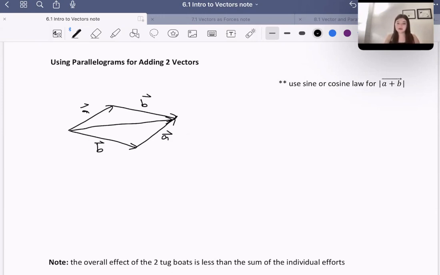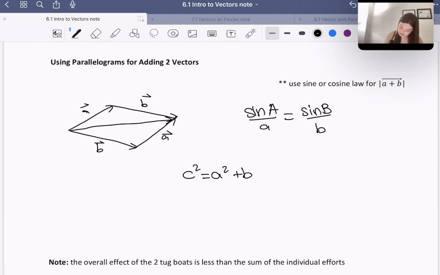So just to review, the sine law states that sine A over A equals sine B over B. And then the cosine law states that c squared equals a squared plus b squared minus 2ab cosine of c. Keep in mind too that the cosine law is actually just a variation of Pythagoras' theorem. Pythagoras' theorem only works for right angles, whereas this accounts for all of them, right? So if we do end up having a right angle, this part here would just disappear.